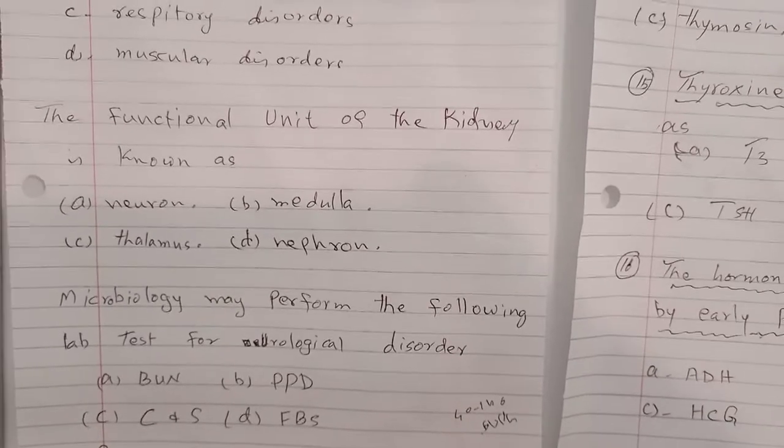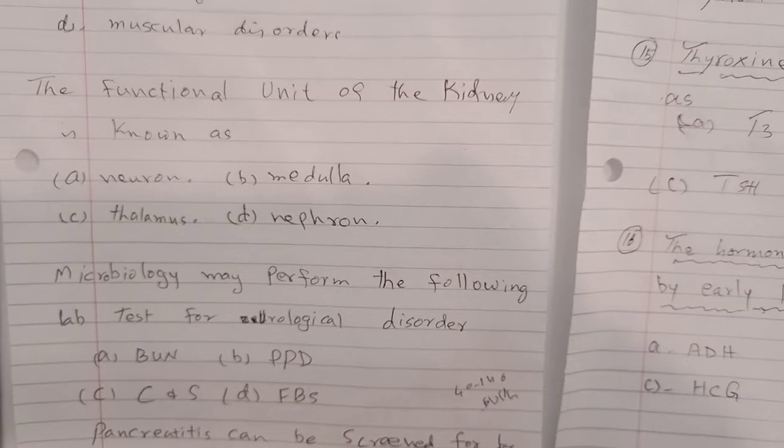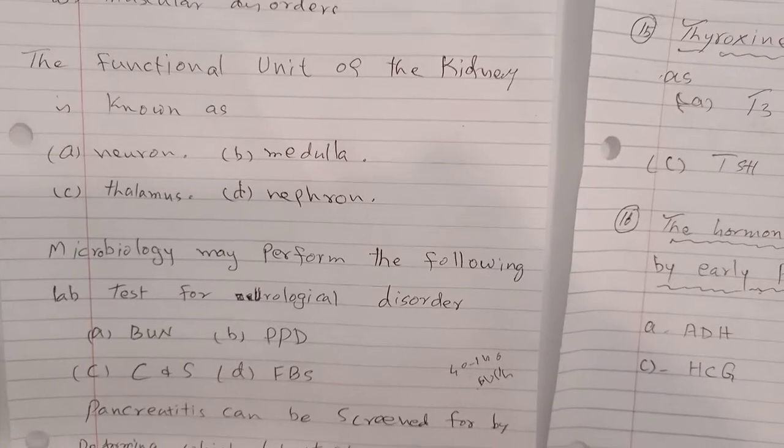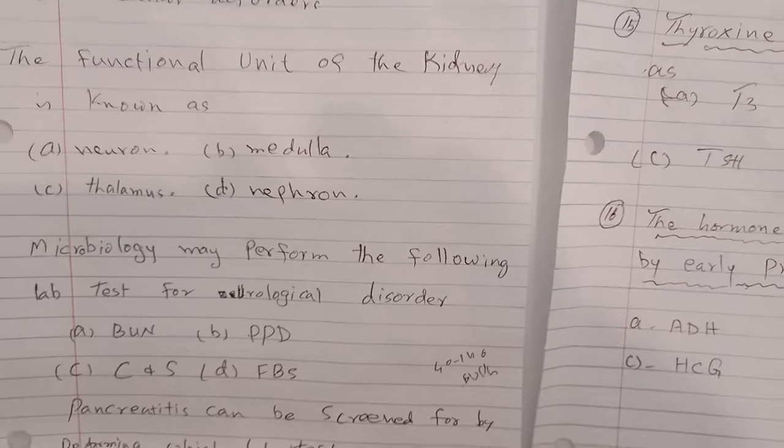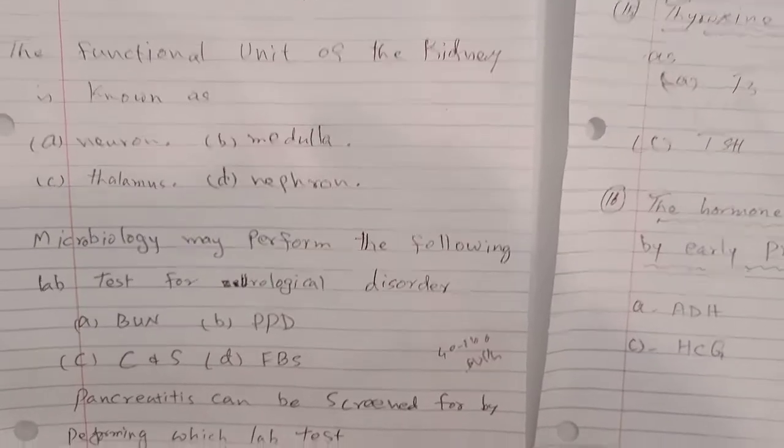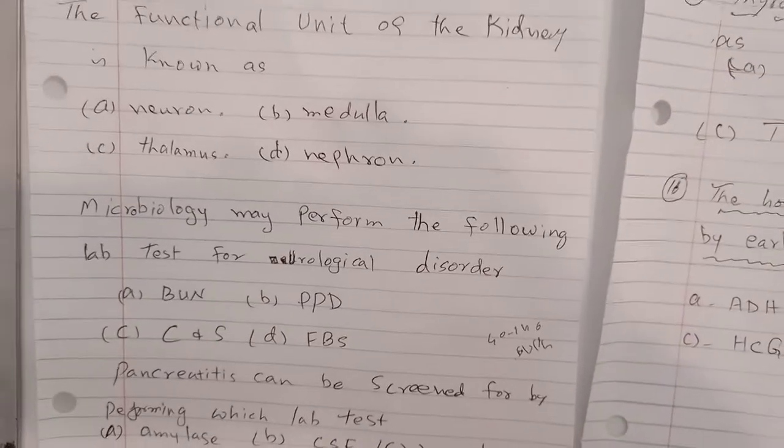Neuron we just discussed, it's a cell of the nervous system. Thalamus is a nucleus present in the brain, which is a relay station. Messages go up and come down through the thalamus. And medulla is the middle part, it could be the middle part of any structure.